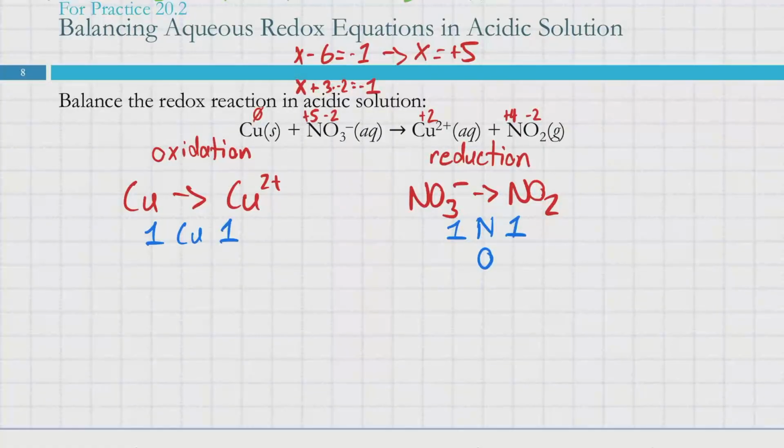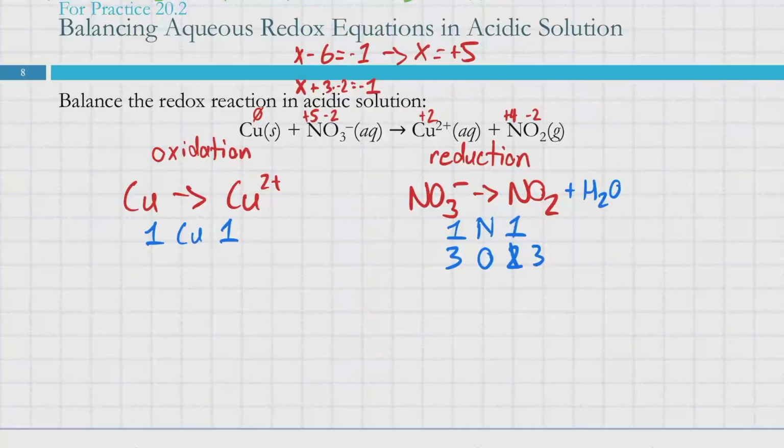Oxygen. For oxygen, we've got 3 on the left, 2 on the right. We need this 2 to go up to balance out with the 3. To do that, we just assume that we can pull in a water. There's unlimited water around because we're in an aqueous solution, so we can do that. So we just say, well, there's probably an H2O on the product side. Reasonable enough.